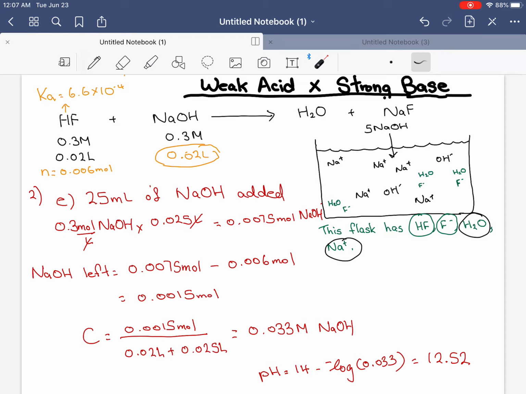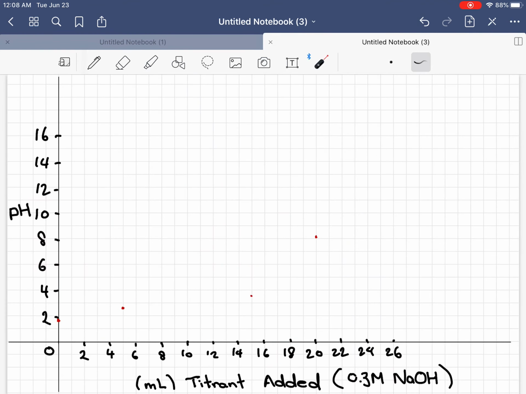Giving you what's left over here as 0.0015 mole of NaOH, because this amount was reacted, this amount was put in, this is what's left. You divide that by the total volume, and you should, of course, get your brand new molarity that you put into your pH equation. So, at 25 milliliters the pH is 12.52. One more plot. So 25 milliliters and the pH is 12.52.